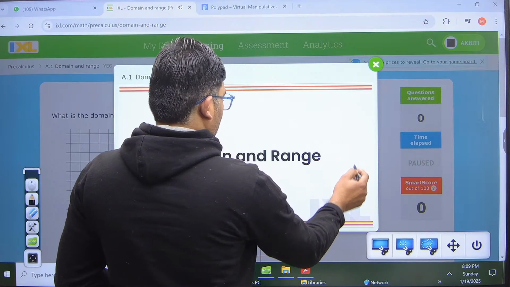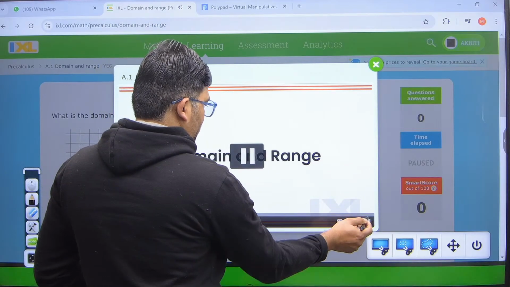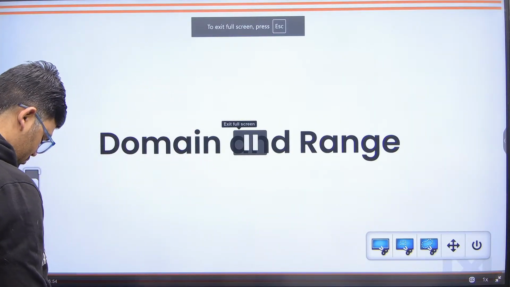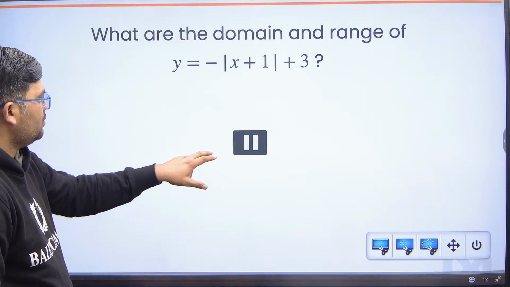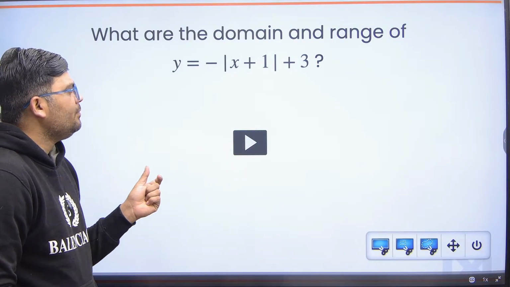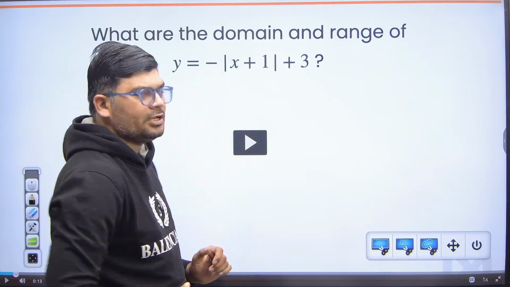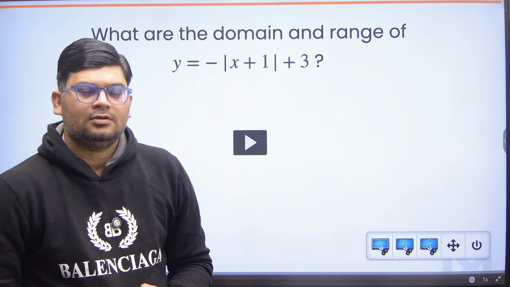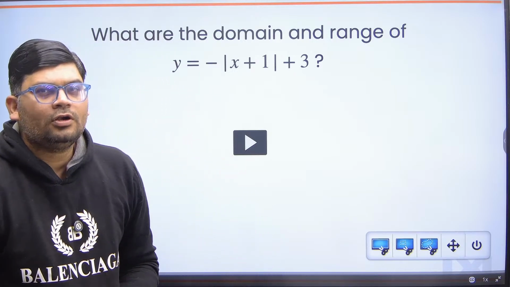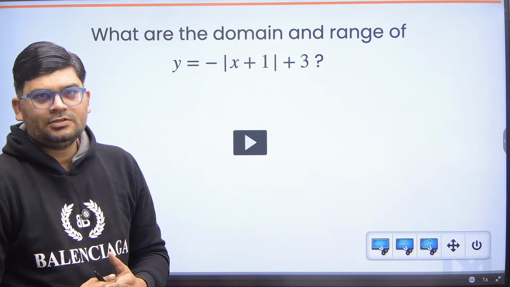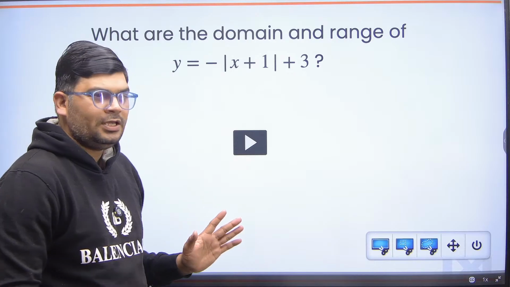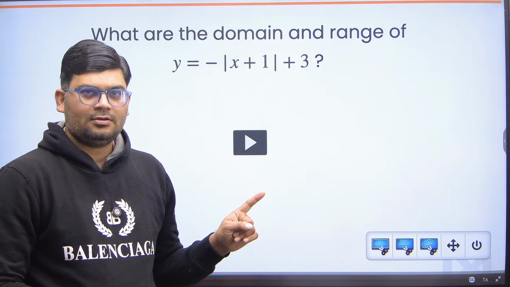Today we'll practice finding the domain and range of various functions. Let's check it out. What are the domain and range of y equals the negative absolute value? Okay, so can you tell me what values x can take? It can be anything. So the domain of x is going to be the real numbers, R.